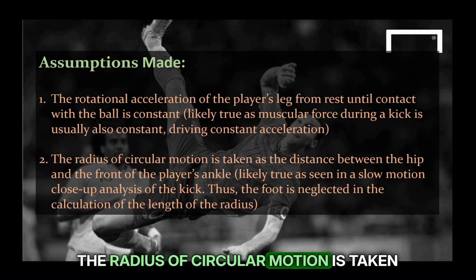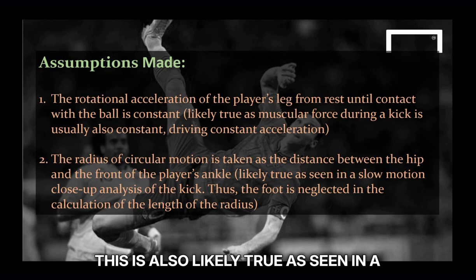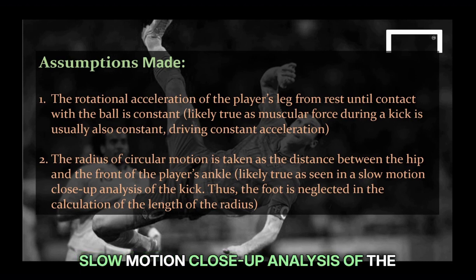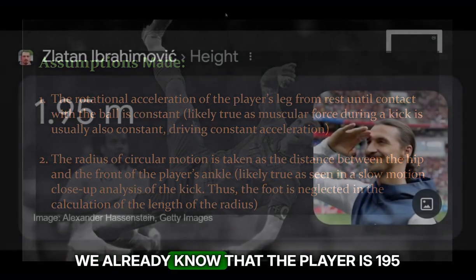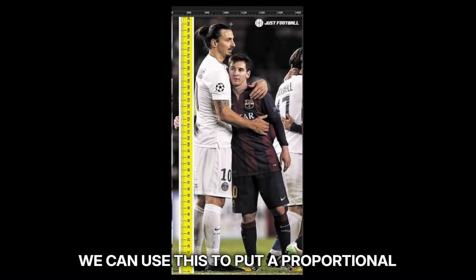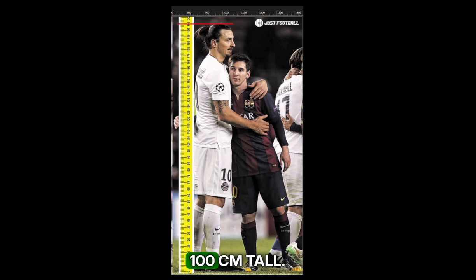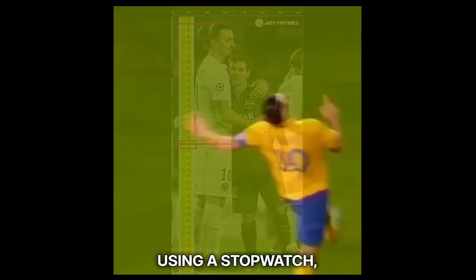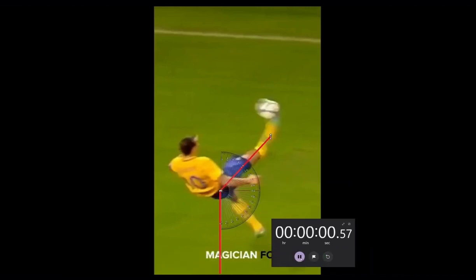Second, the radius of circular motion is taken as the distance between the hip and the front of the player's ankle. This is also likely true as seen in a slow motion close-up analysis of the kick. Thus, the foot is neglected in the calculation of the length of the radius. We already know that the player is 195 centimeters tall. We can use this to put a proportional scale next to him to find the length of his leg as approximately 100 centimeters. This is our radius. Using a stopwatch, we see that his foot rotates 140 degrees in just 0.57 seconds.